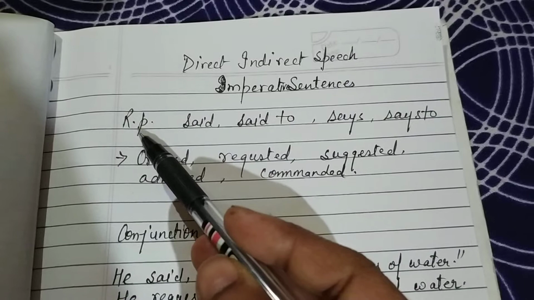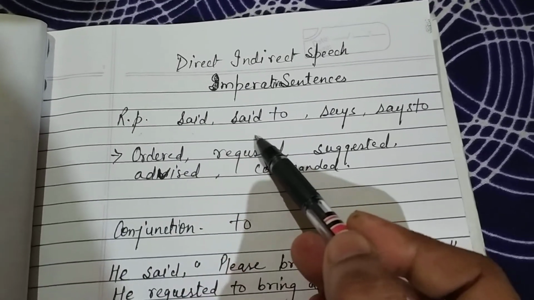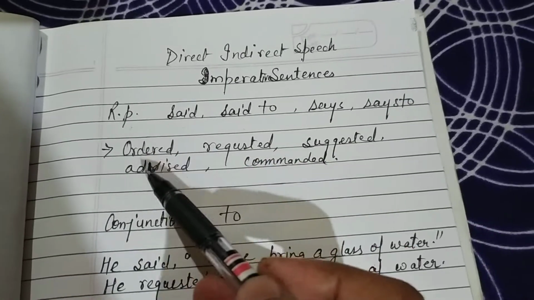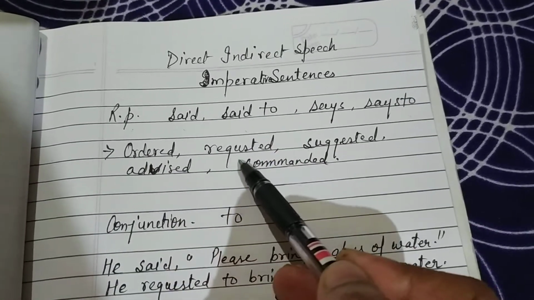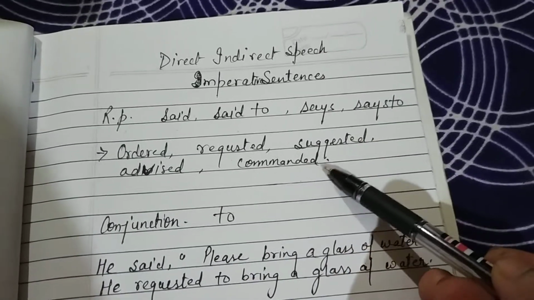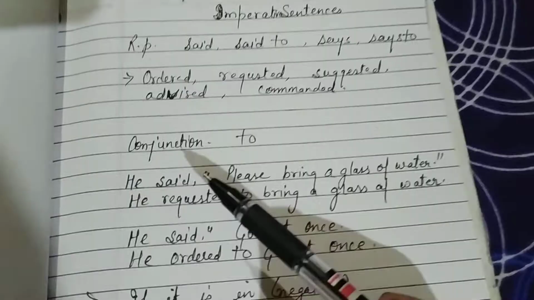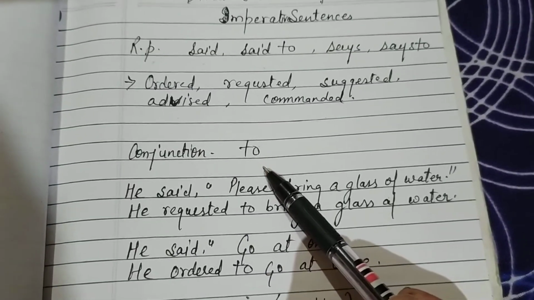Like in the place of the reporting verb, as earlier we get said to, says to, we'll change them to order, requested, suggested, advised, commanded, according to their senses. As you know what the meanings are. The conjunction we will use here is to.